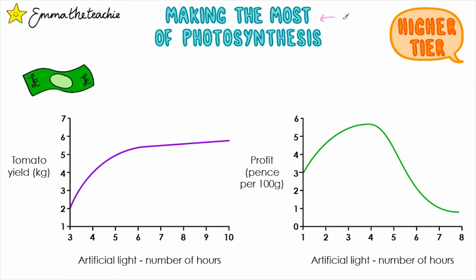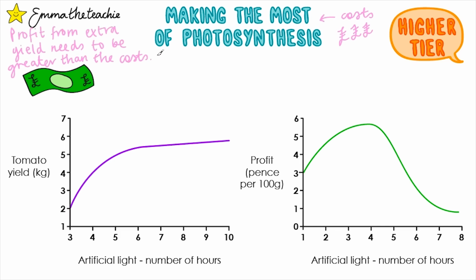All of these methods of increasing the rate of photosynthesis cost money. The gardeners and farmers need to be sure that the profits from the extra yield of their crops exceeds the costs. Here's one example. This graph shows the yield of tomatoes as the plants receive increasing hours of artificial light. Just looking at this graph, you would say that 10 hours of artificial light is the best, because 10 hours gives the highest yield in tomatoes.